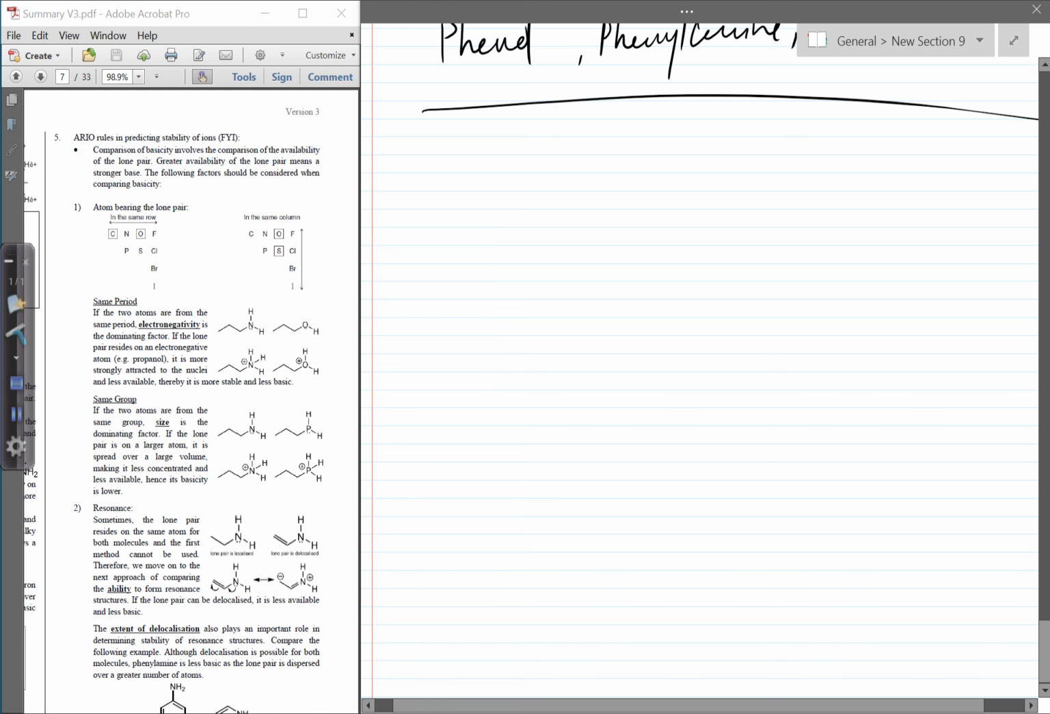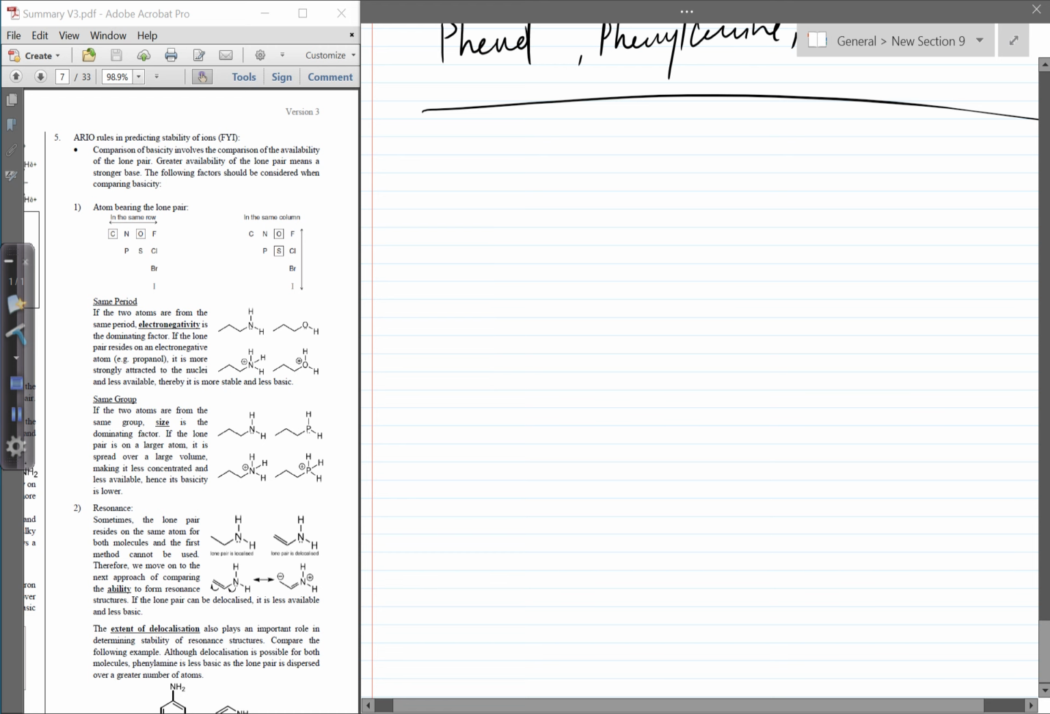So if you look at the right hand side, you have your amine and your alcohol. Oxygen is more electronegative. It pulls the lone pair more towards itself, less available. Less available means it's less basic, right? So your amine is more basic. Another way, like what I said, you can talk about the stability of the conjugate acid. Depends on which one you want to talk about, but it's the same idea.